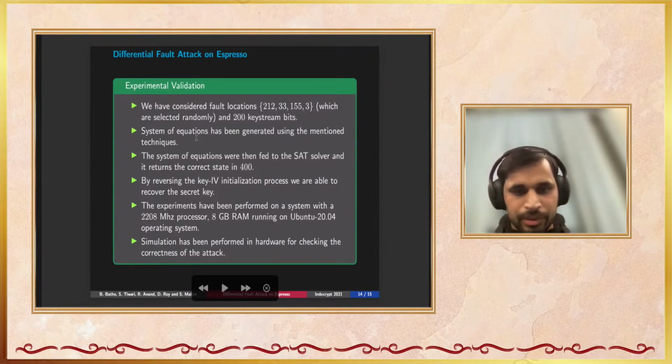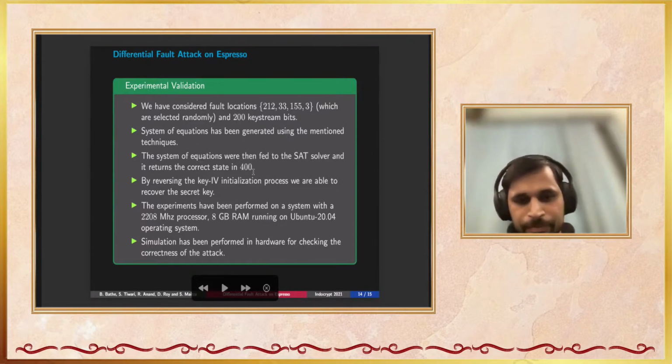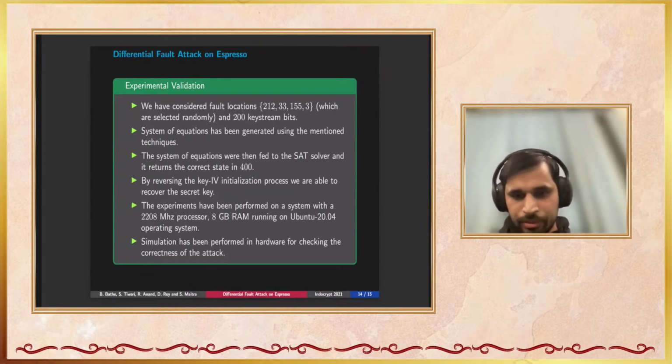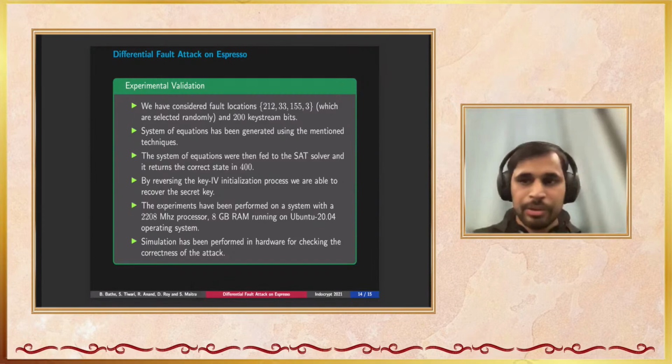Once the system of equations was generated, we fed this to the SAT solver, and in 400 seconds, it returned the correct solution. Then, by reversing our key IV initialization process, we were able to recover the secret key. This whole experiment was done on a normal laptop with 8 GB RAM, running Ubuntu. To check the correctness of our work, we also performed a simulation in hardware, and we found that the values we obtained were correct.